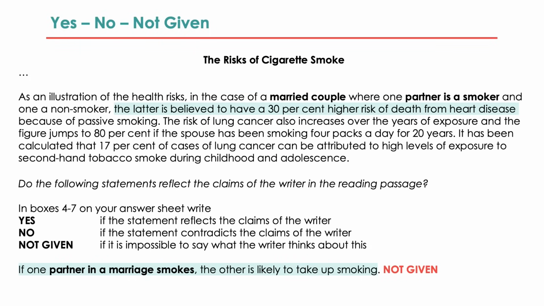But the statement is asking if the other partner is more likely to take up smoking, or to start smoking too. But there is nothing like that in the paragraph. We can only read that the partner is more likely to die from a heart disease, but we don't know if they smoke themselves or not. This is why the answer is not given.